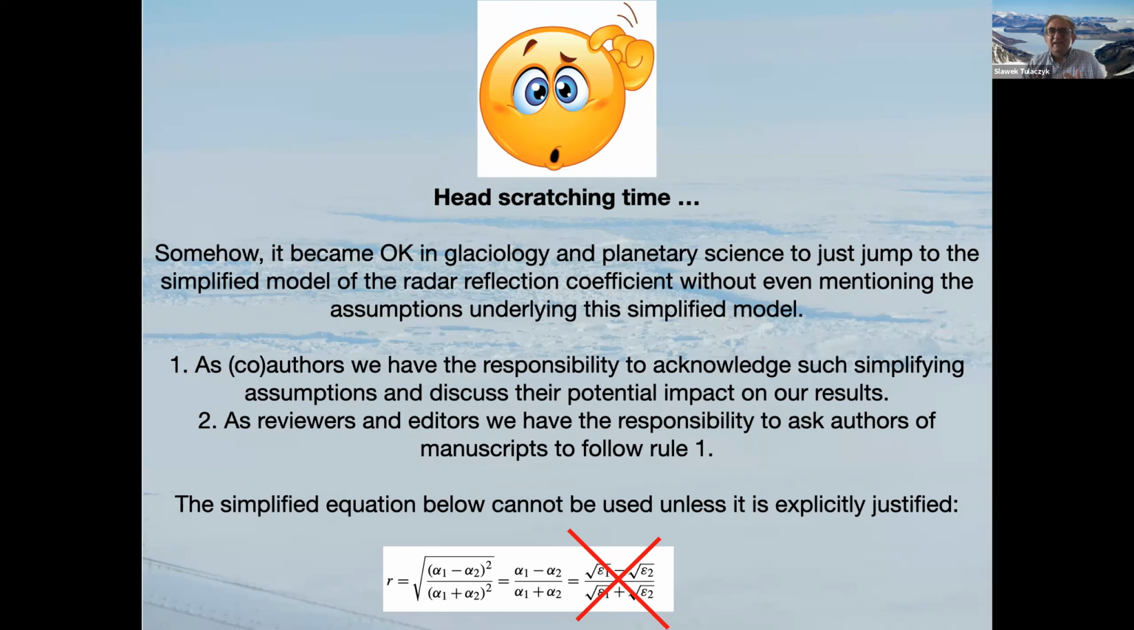And somehow, in the case of the permittivity-only formulation for radar reflection, mostly it just is taken as gospel without justifying the assumptions. So I implore you that as reviewers and editors, we have the responsibility to ask authors of manuscripts to follow rule number 1, which is: fine, use that simplified equation if you feel it's justified, but please do discuss the assumptions underlying this equation, and discuss the potential impact of these assumptions on your results.